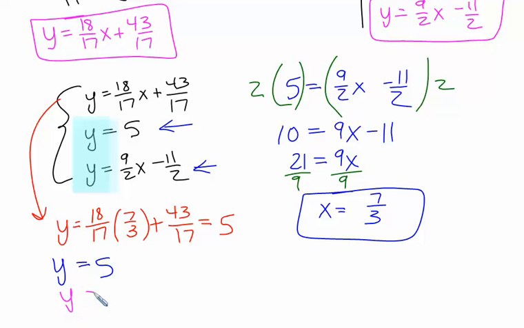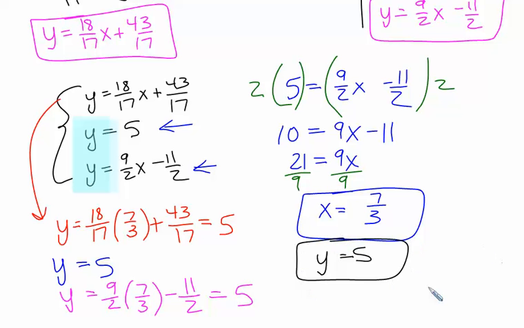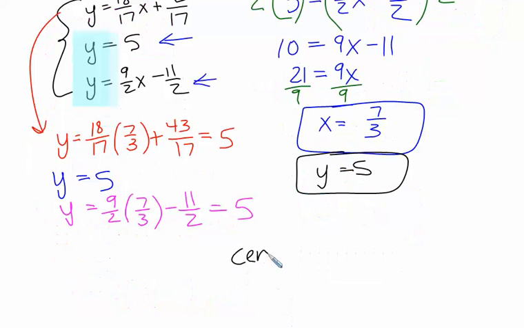And in the bottom equation, y equals 9 halves times 7/3 minus 11 halves. We're hoping that's going to be equal to 5 once we plug this all in. So 9 halves times 7/3 minus 11 halves. I've got my fingers crossed. Woo! And it is equal to 5. That's exciting. So we now have confirmed that x is 7/3, y is equal to 5. Therefore, the coordinates of the centroid in this problem would be 7/3, comma 5.